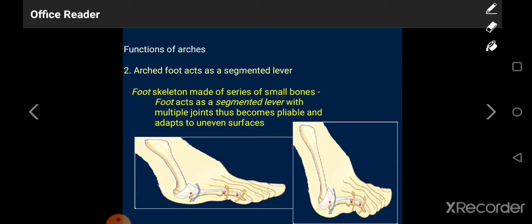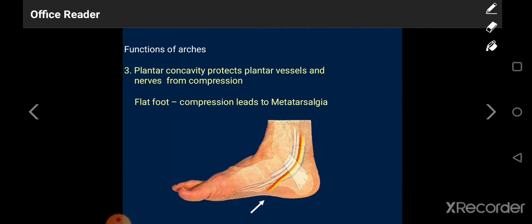Functions of arches include: the arched foot acts as a segmented lever, meaning the foot skeleton is made up of a series of small bones. Foot acts as a segmented lever, segmented means smaller, with multiple joints, thus becomes pliable and adapts to uneven surfaces. Then the plantar concavity of the foot protects the plantar vessels and the nerves from compression. If there is flat foot, it leads to compression of these nerves and vessels, which causes metatarsalgia.